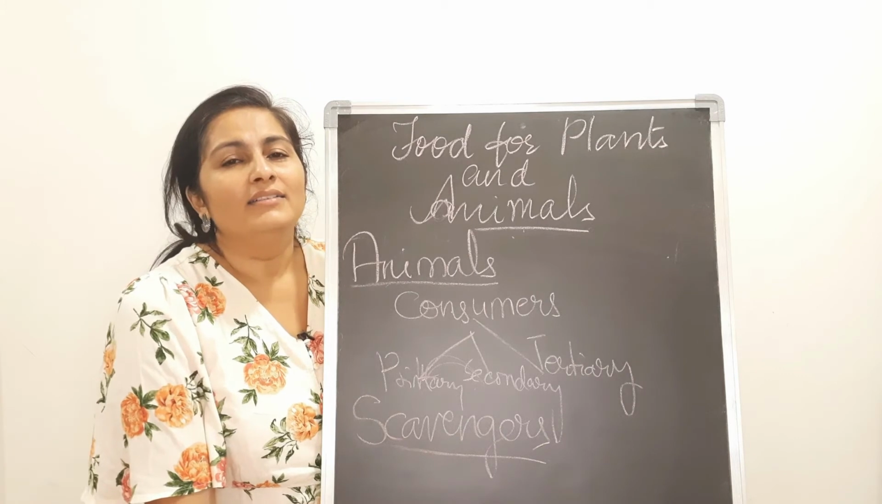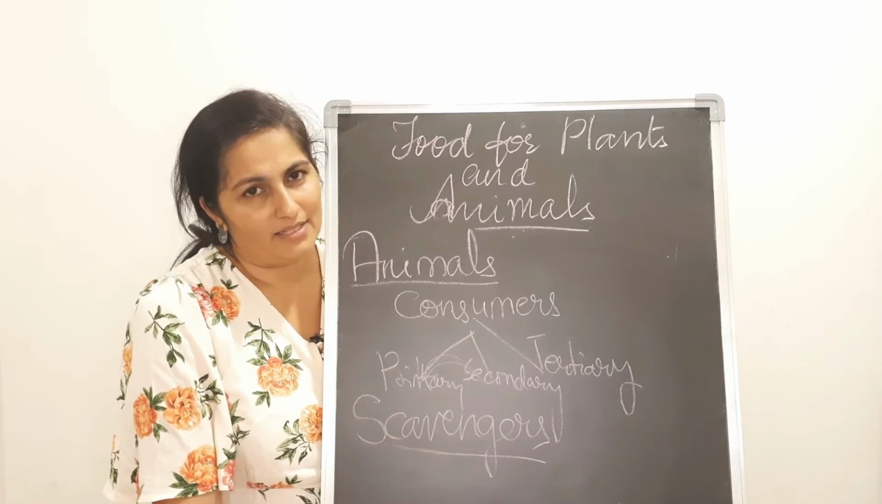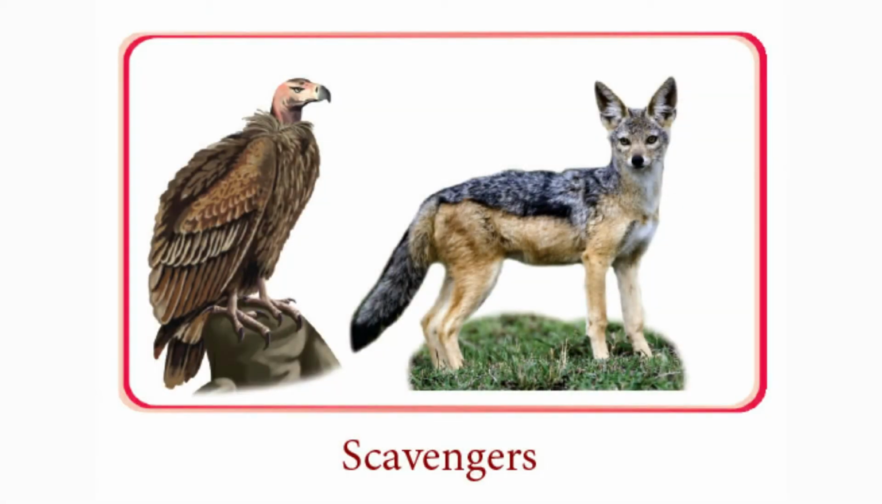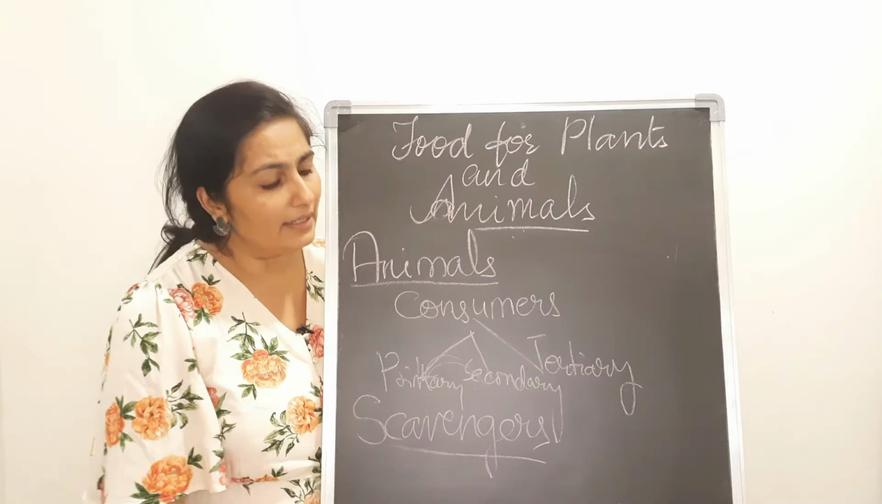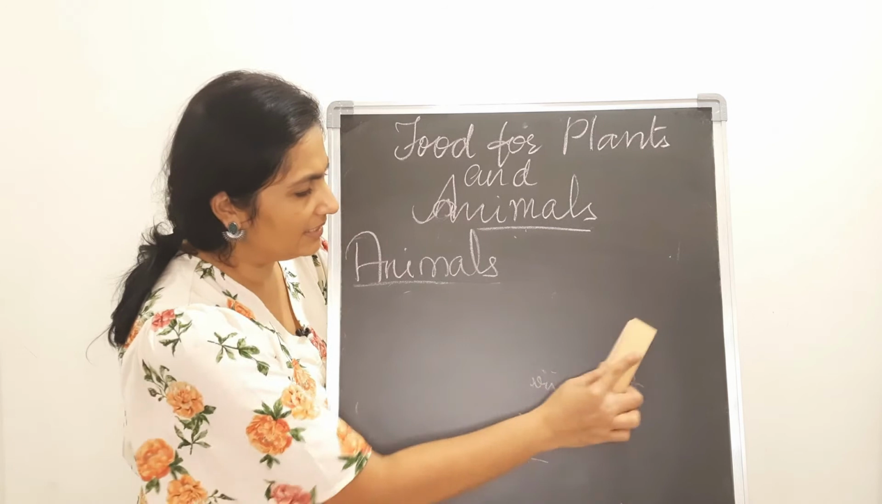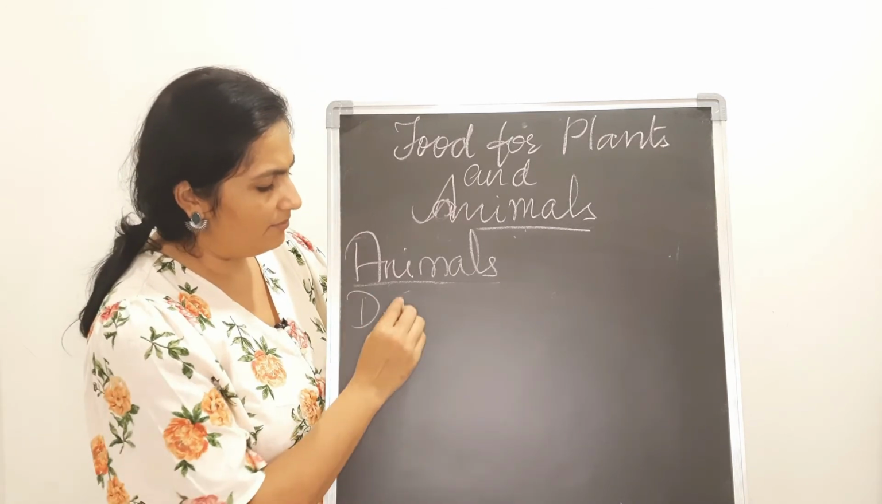Scavengers are the animals that eat dead animals. So vultures, jackals and hyenas all eat dead animals. They are called scavengers. The next kind we are going to learn is decomposers.